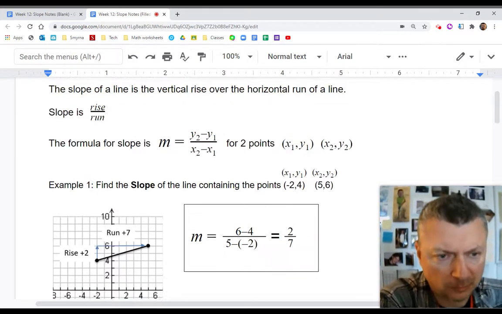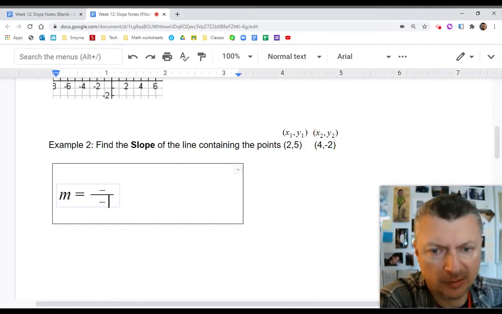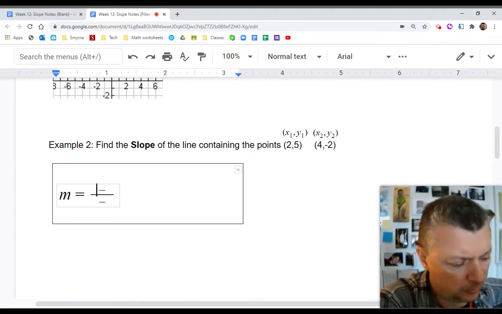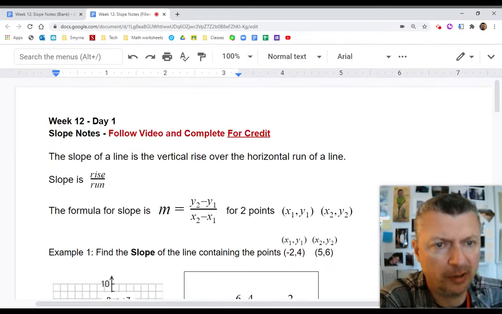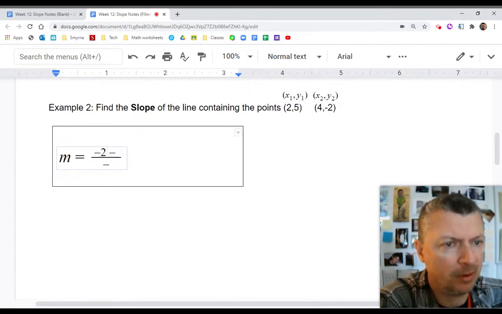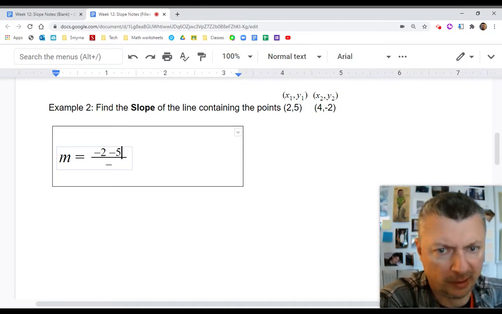So the formula, on the top it says y2 minus y1. So y2 is negative 2. So that goes on top of this fraction. I have to backspace to get up there. There we go. Negative 2. So that's y2 minus y1, right? y2 minus y1. Yep. So y1 is 5. Negative 2 minus 5. Okay, there we go.